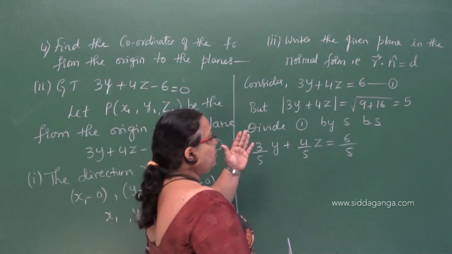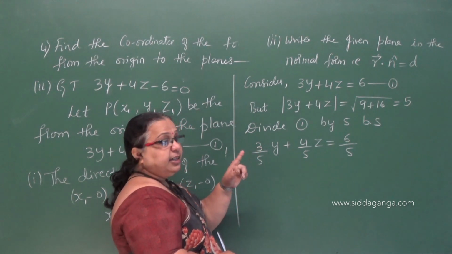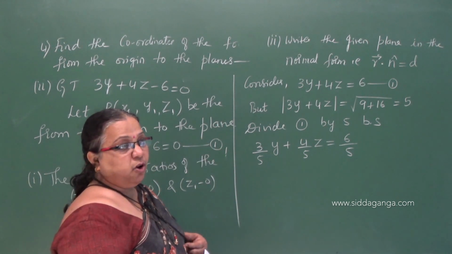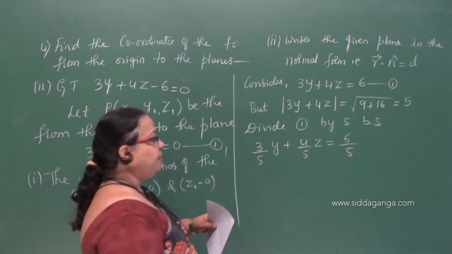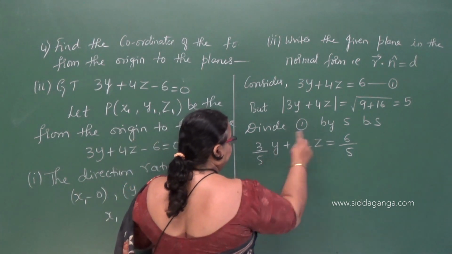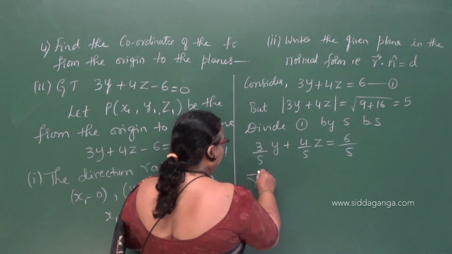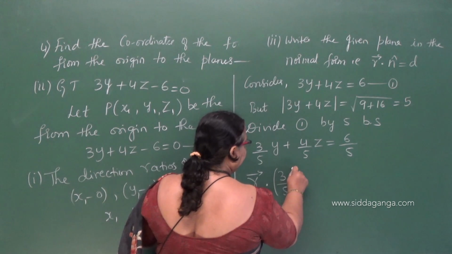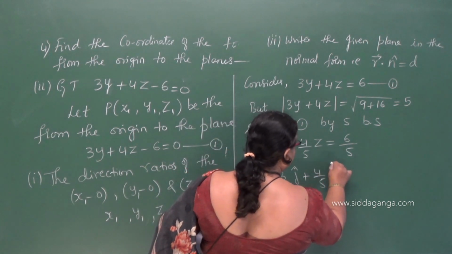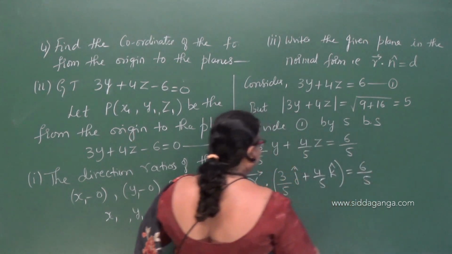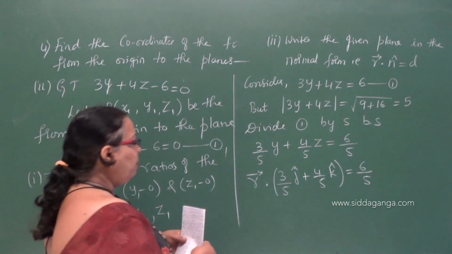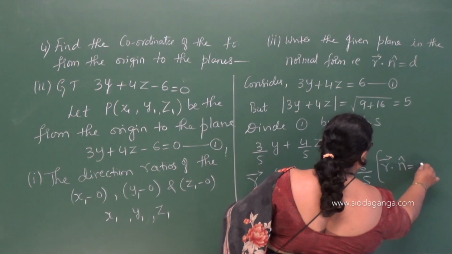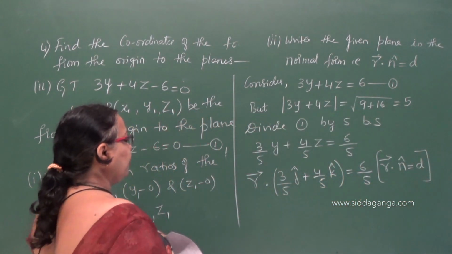Whenever I write this in normal form, vector r is nothing but the components of the coordinates of the general point, and that represents vector r. This represents n cap. That is vector r dot n cap: 3 by 5, here there is y, so j cap, plus 4 by 5 into k cap equal to 6 divided by 5. Now this is in the form of vector r dot n cap equal to d. So it has been converted to this form.